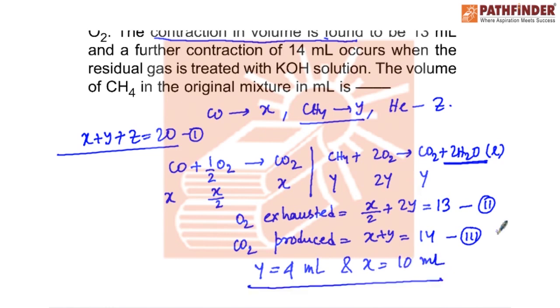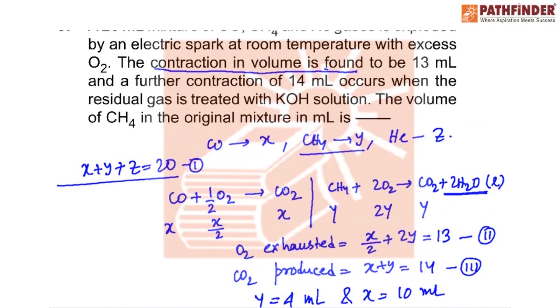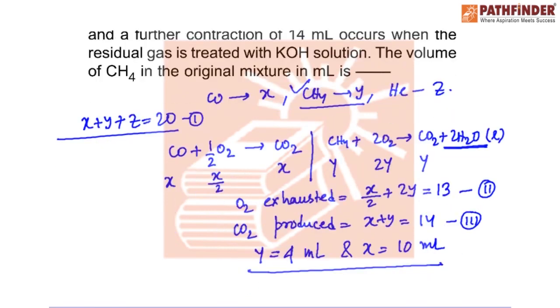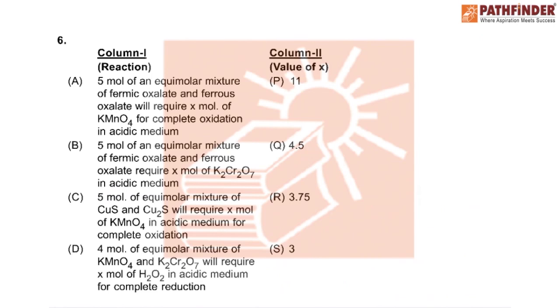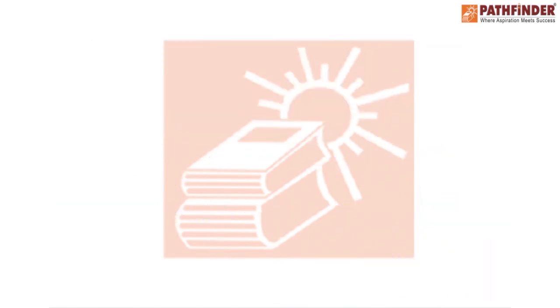So what are they asking? The volume of CH4 in the original mixture. The volume of CH4 we assumed was y, and y is 4, so the answer is 4 ml. So we have understood this problem. As I was speaking about the redox systems, we need to know about these for very particular things. For example, redox systems, you will have to keep this in mind.